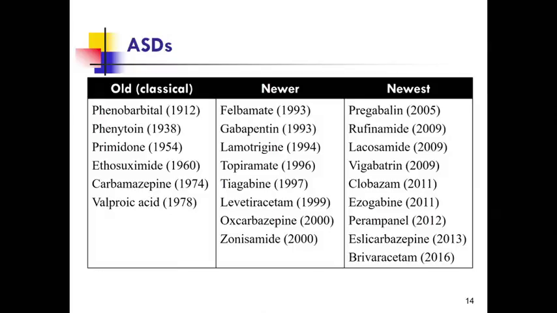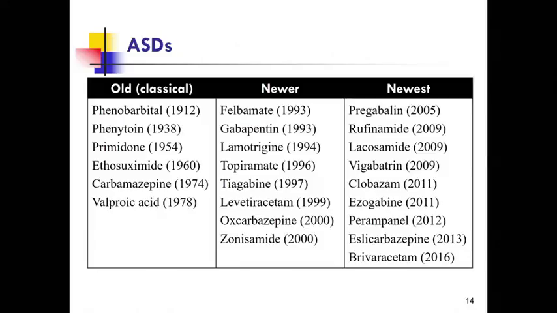Then ethosuximide came for absence seizures. Before then, they were using trimethadione, okay, but it has a lot of problems. So ethosuximide was a very significant discovery. Then carbamazepine came, and then valproic acid also came.